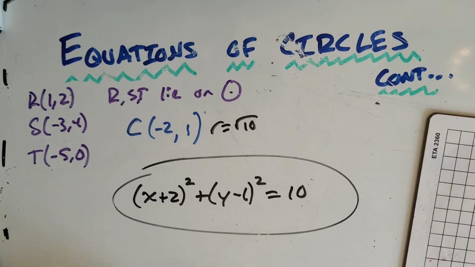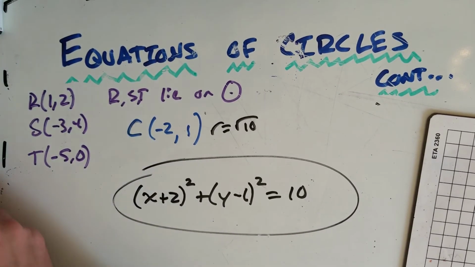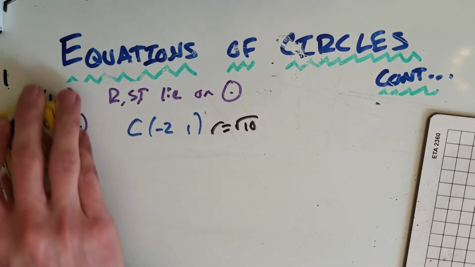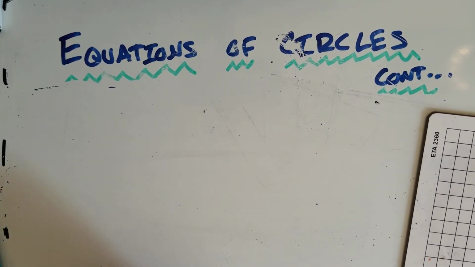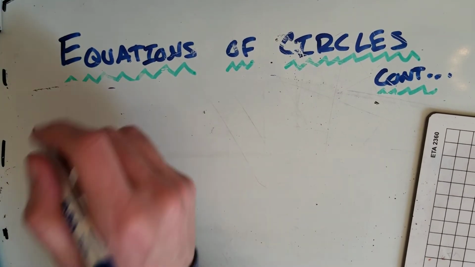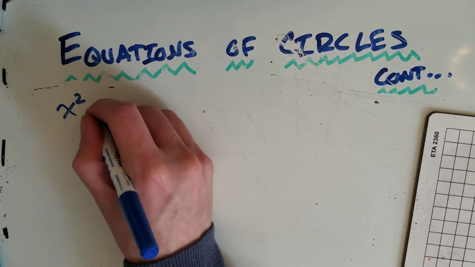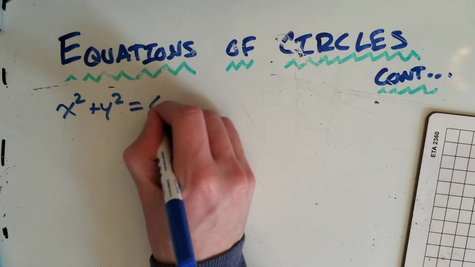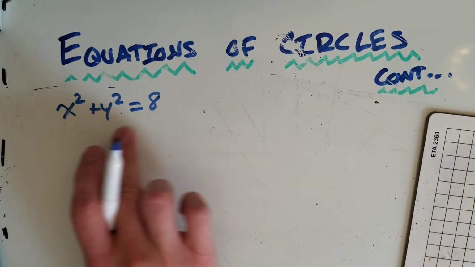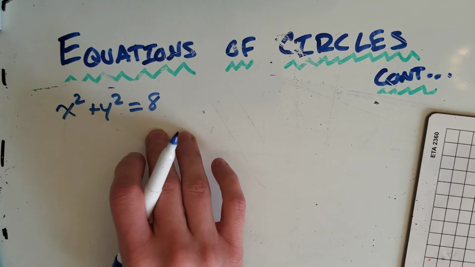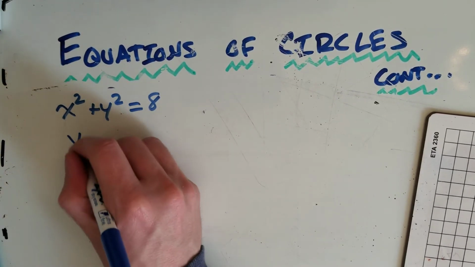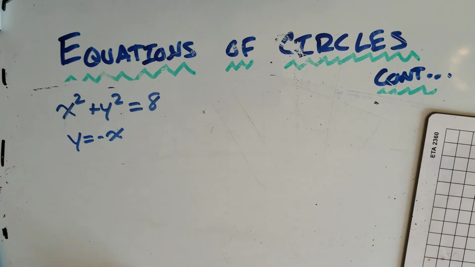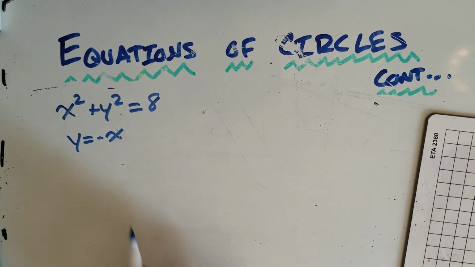Alright, our last problem we're going to do is we're going to look for intersections here. So this one's a little bit quicker. For this problem, we want to see where the circle represented by this equation, we'll do a nice and easy one, x squared plus y squared equals 8, intersects with the line y equals negative x.